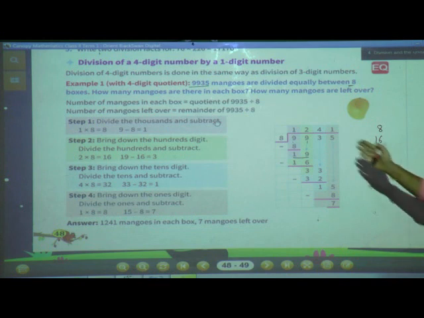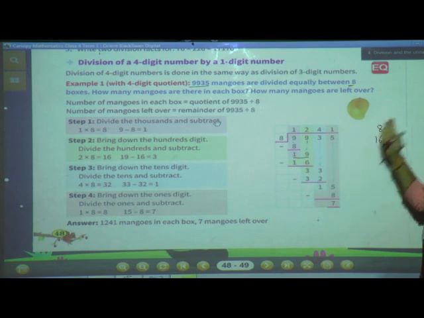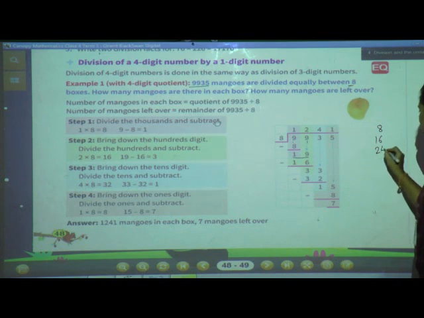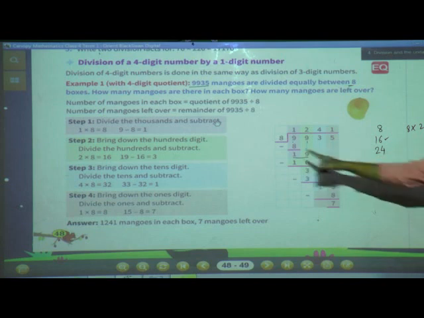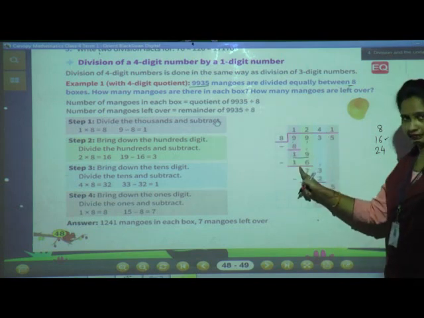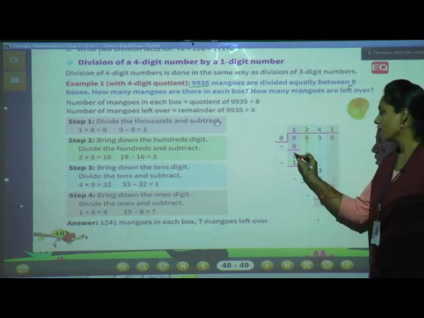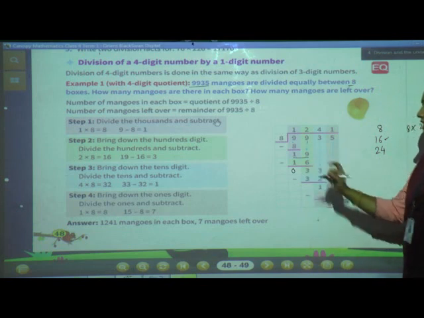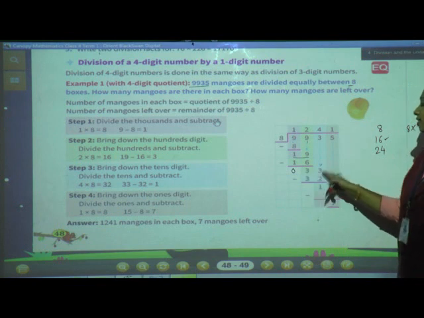Now we have to divide this hundreds and subtract. Now you will see whether 19 is there in the 8 table. 8 ones are 8, 8 twos are 16, 8 threes are 24. See, 19 is not there. So what is less than 19? 16. 8 twos are 16. Now we will do the subtraction. 9 minus 6 is 3. 1 minus 1 is 0. Now 3 is remaining, isn't it? Now bring down the tens place, that is 3. Now we are having 33.